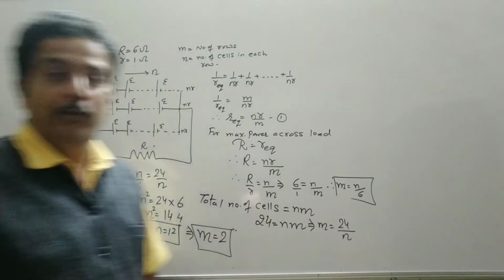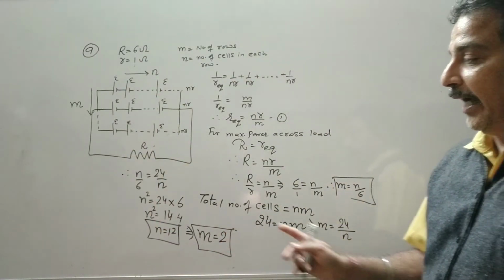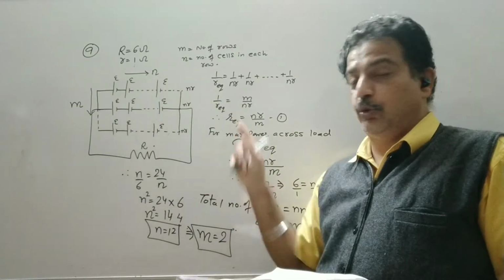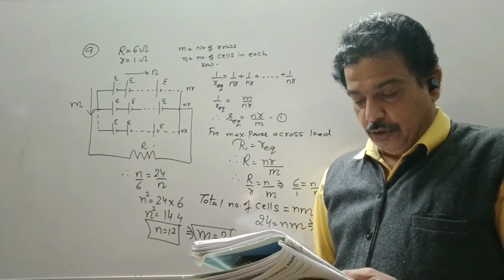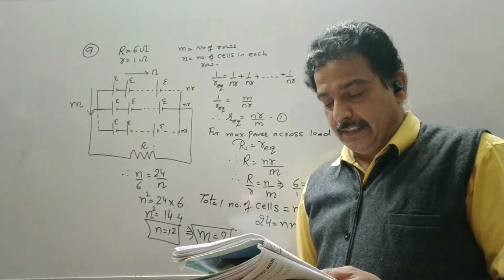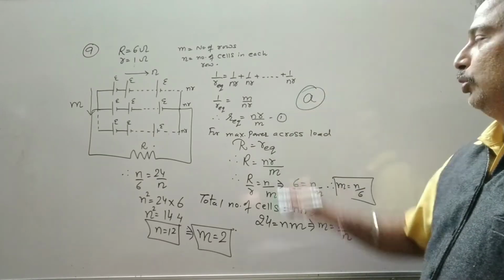So we should have 2 rows, that is m is equal to 2, and each row should have 12 cells connected in series. So 2 rows having 12 cells in each row. So that is option A.